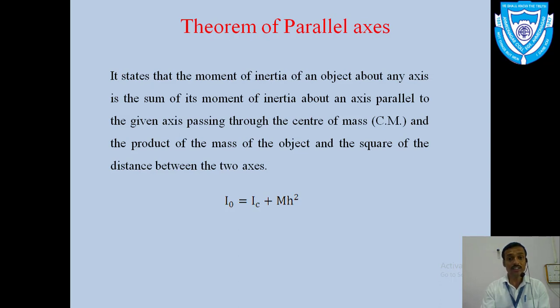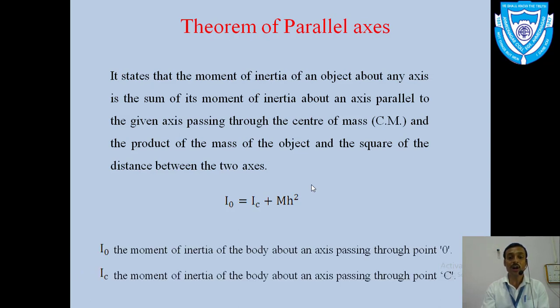बघा, हे स्टेटमेंट जर लक्षात ठेवायचं असेल, तुम्हाला पूर्ण स्टेटमेंट लक्षात ठेवण्यासाठी हा मॅथमॅटिकल फॉर्म खूप सोपा आहे. IO is equal to IC plus mh square. IO is the moment of inertia about an axis passing through the point O, and IC is the moment of inertia of the body about an axis passing through point C, where C is nothing but the center.